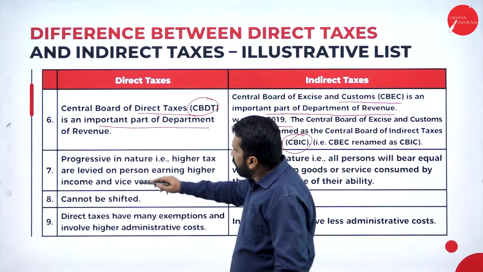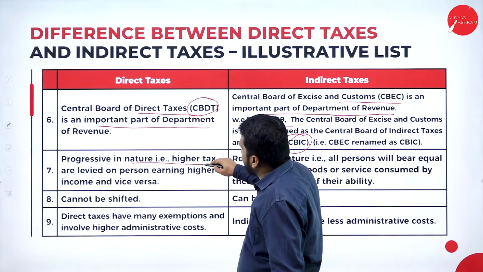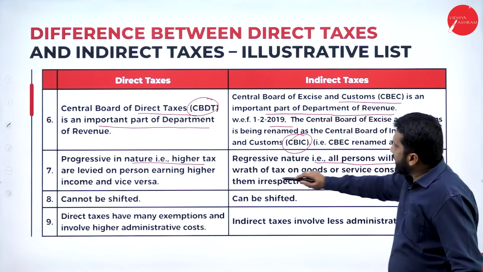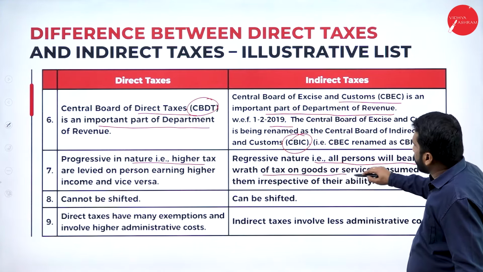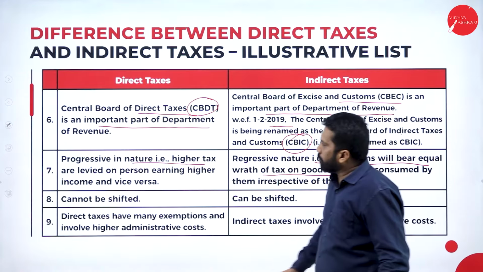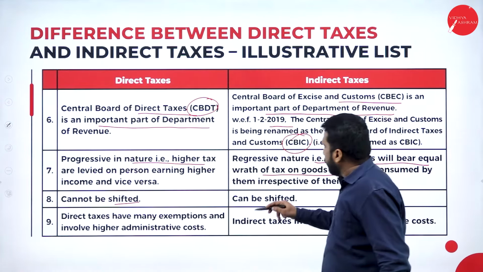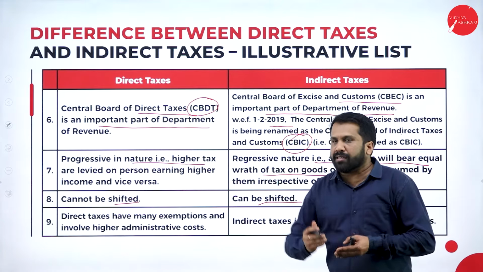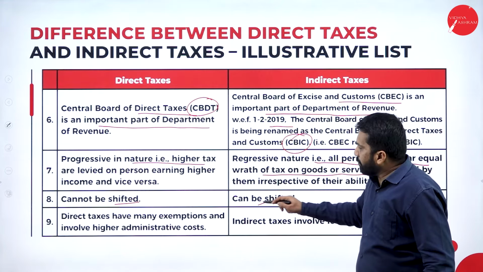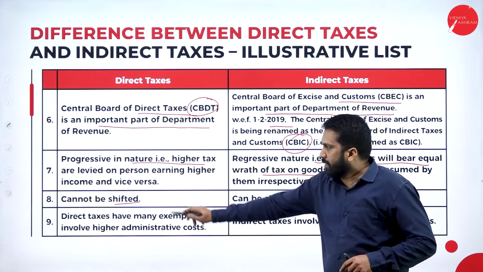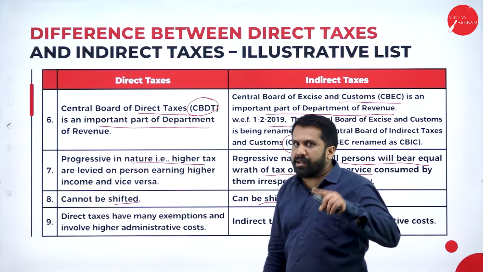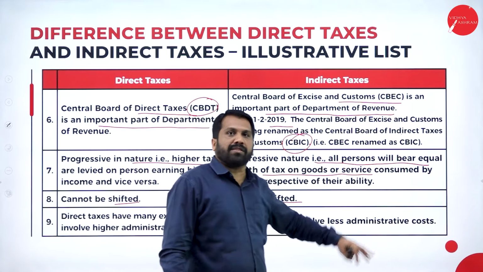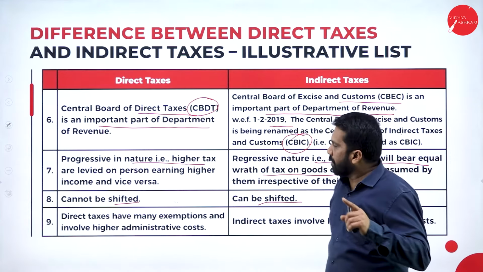Then, it is not progressive in nature, that is higher tax, but all persons will bear equal worth of tax on goods and service. Next one, cannot be shifted, can be shifted. See, direct tax cannot be shifted from one person to another person, like your income, you should only pay the tax. But here, indirect tax can be shifted: who is buying, that person will pay the tax. Hope you are clear? Yes.